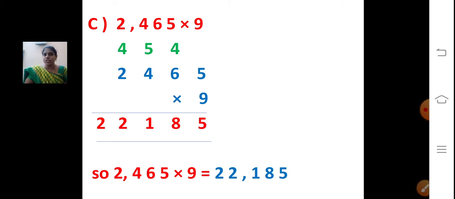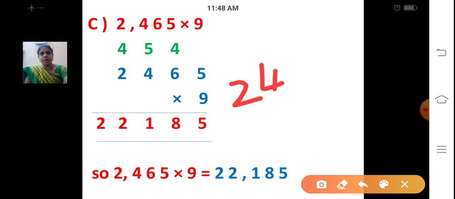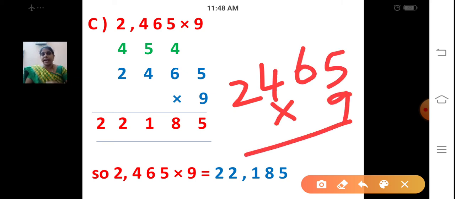See the sum. We are going to multiply 2,465 into 9. Let's multiply the two numbers. 2,465 into 9. So what is my first step? I have to multiply the digit at the ones place by 9. 5 nines are 45. So 5, 4 will be carried over. Don't forget.